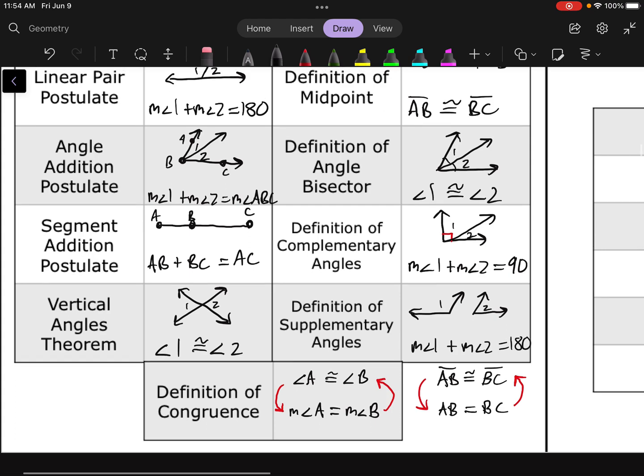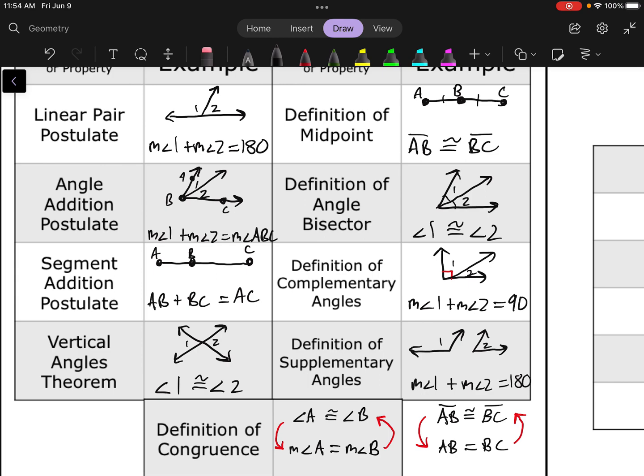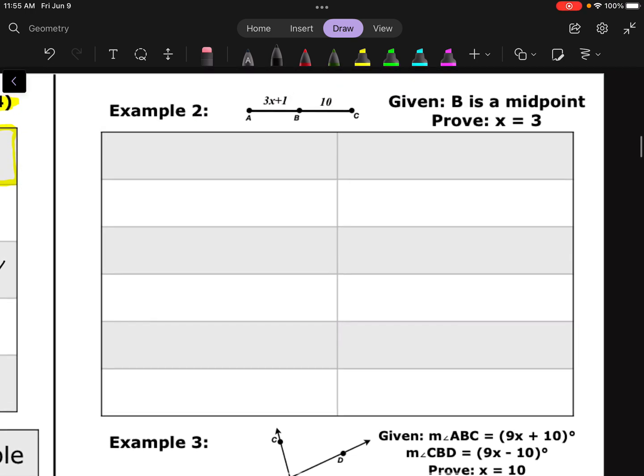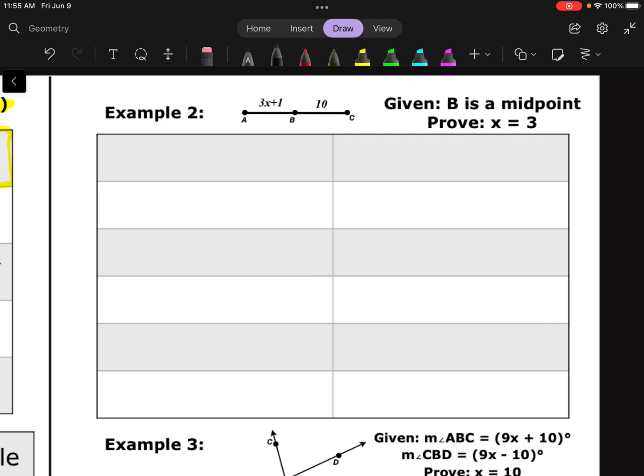Okay, so that was a lot. Let's go take a look at the examples that we're going to be doing today. At most, we're going to be using one of these things here today. These are just all the different things that we know so far. So let's hop up to example 2, and we'll see what I'm talking about. So this says, given B is a midpoint, we want to prove that x is equal to 3.